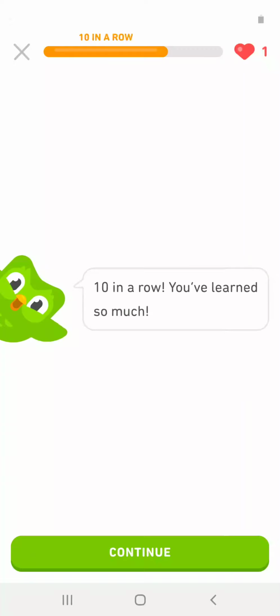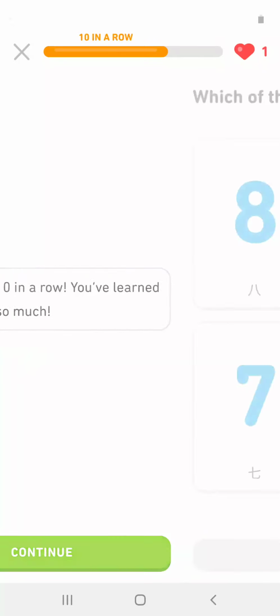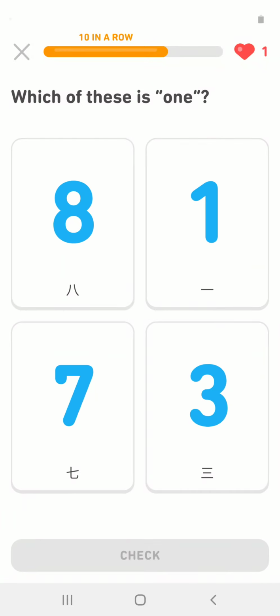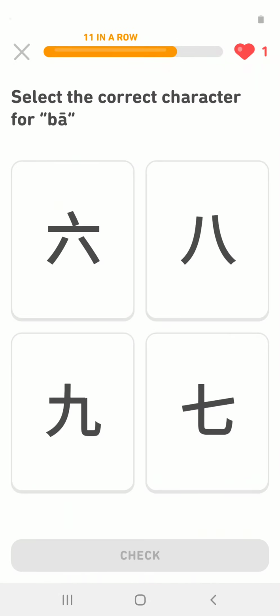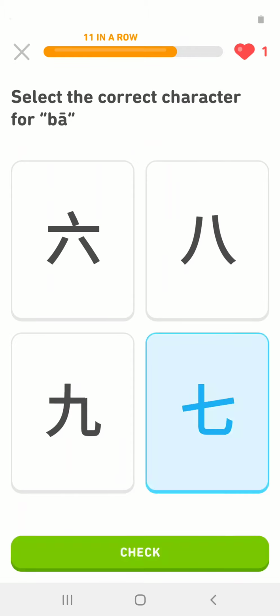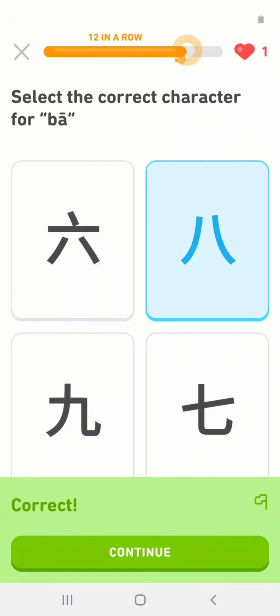So if you studied karate, they would normally use these numbers. We know now that 1 is Yi. This is Chi. Ba. Liu. This is Ba. That's 8.